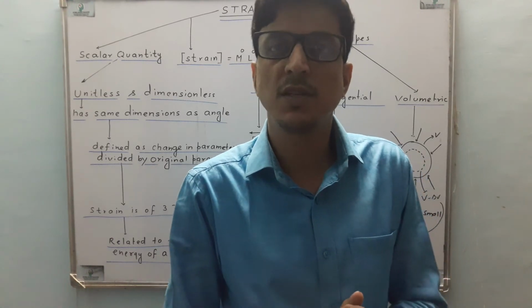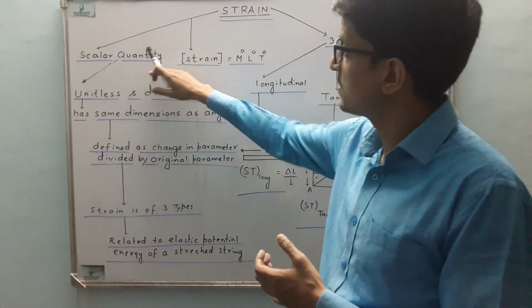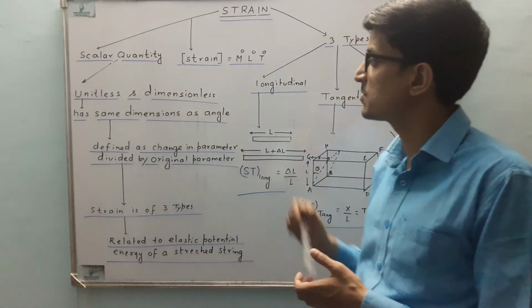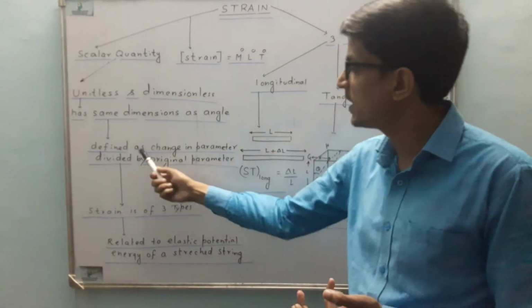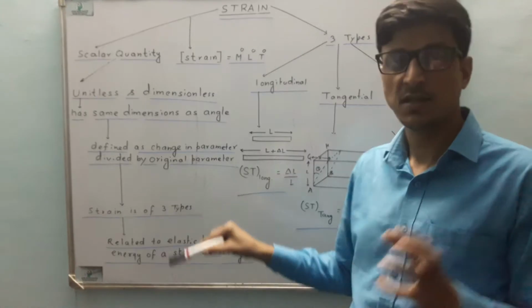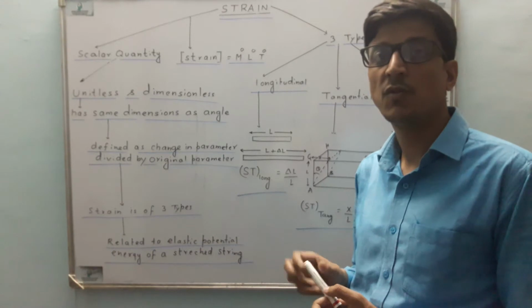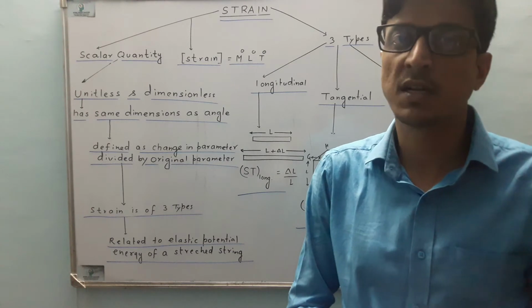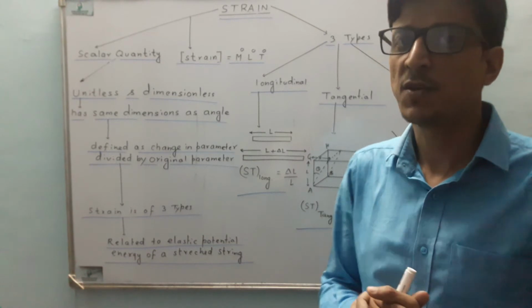So let's see things in proper perspective. Strain is a scalar quantity. It has dimensions M0 L0 T0. It is a unitless and dimensionless quantity, and it has the same dimensions as that of angle. And as I already said, it is defined as change in parameter divided by the original parameter. One important concept about strain is that it is related to the elastic potential energy of a stretched string. When you stretch a string, potential energy gets stored in it. So strain in a way is related to that potential energy, which we will see in my next video.